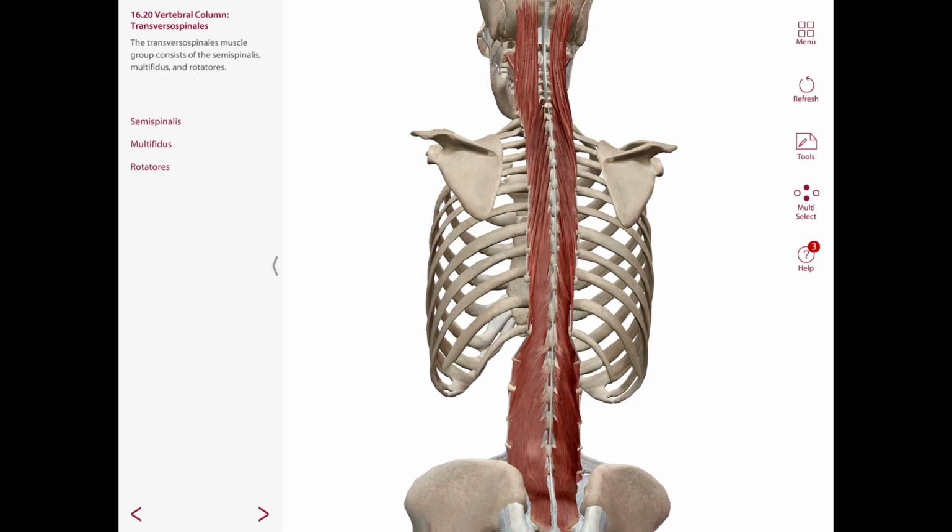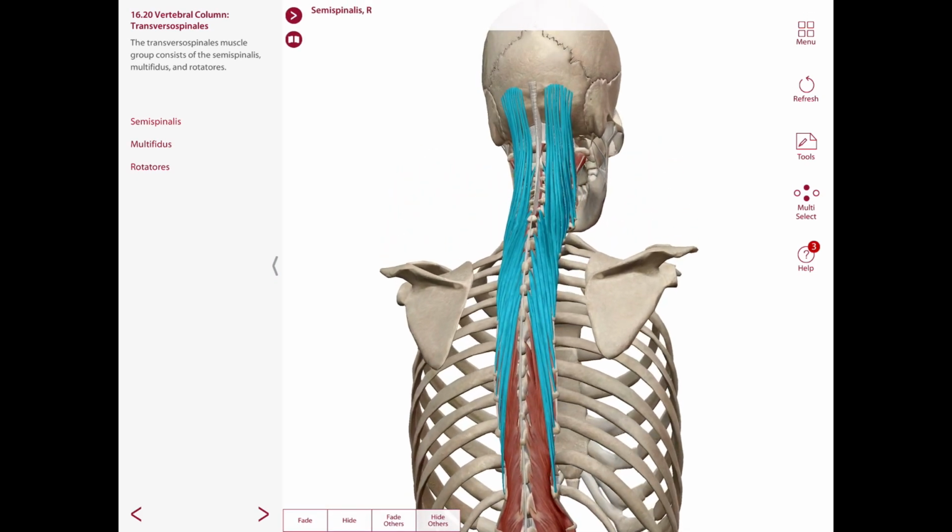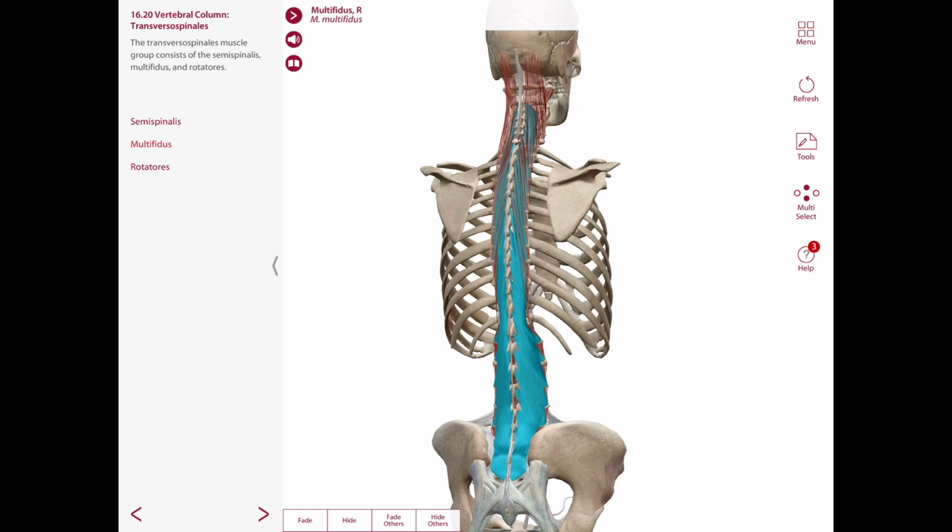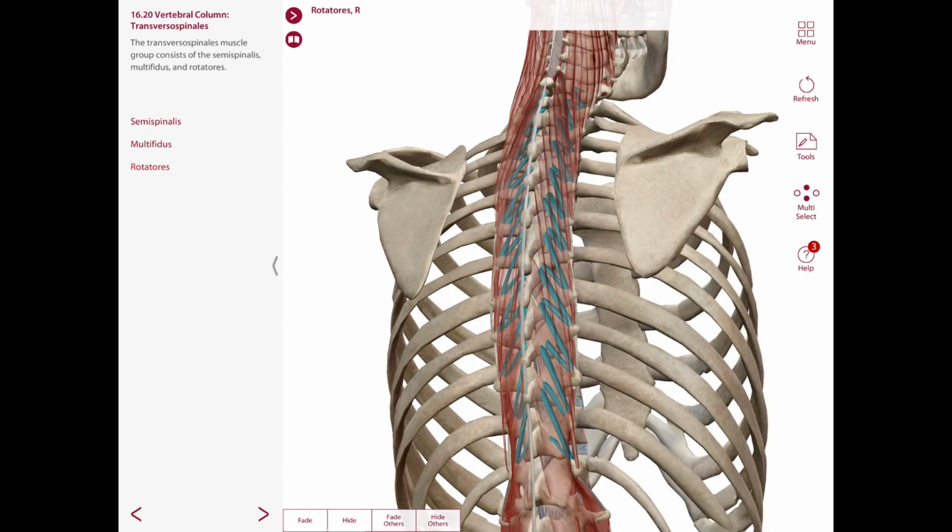This muscle group basically runs superiorly and medially from the transverse processes to the spinous processes. Depending on the length of the muscle fibers, it is divided into three components. We have the semispinalis, a muscle that spans 6 vertebrae between origin and insertion. The multifidus, whose fibers span 3 to 5 vertebrae between origin and insertion. And the rotatores, whose fibers span 1 or 2 vertebrae between origin and insertion.